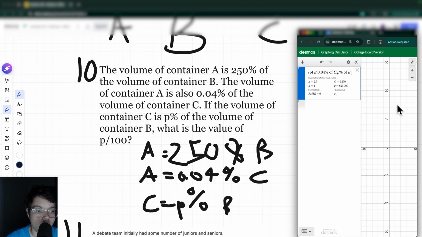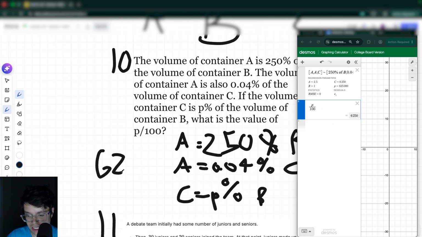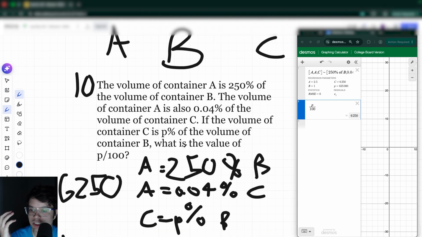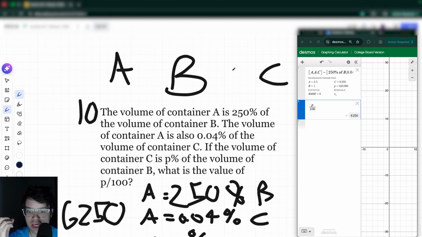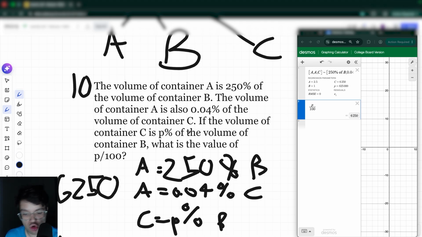We have here now all of these different numbers, and it says what is the value of P over 100? That would just literally be 6250. So therefore 6250 is the answer. The way I knew that I had to do this problem like this is because we had different things and each one was a different percentage of the other one. That is the way you know to do a problem like this. You could also just know by the fact that you have 3 or more different variables. We have A, B, C, and P here, so a lot of different variables for this problem.